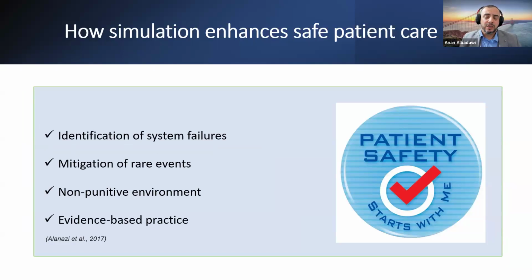Also, the simulation can enhance safe patient care by identification of system failures. It can be used also for mitigation of rare events. That's what we call simulation for modeling. Modeling is the prediction of the worst. So we can simulate an event and see what is the percentage of having this event happen. So we try our level best to prevent it.